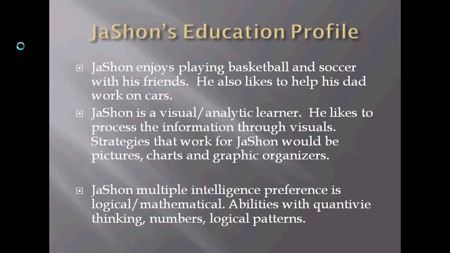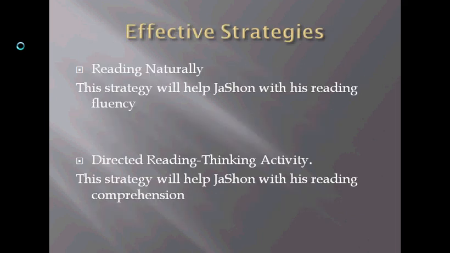Jayshawn enjoys playing basketball and soccer with his friends. He also likes to help his dad work on cars. Jayshawn is a visual and analytic learner. He likes to process the information through visuals. Strategies that work for Jayshawn would be pictures, charts, and graphic organizers. Jayshawn's multiple intelligence preference is logical and mathematical. Abilities with quantitative thinking, numbers, logical, and patterns.